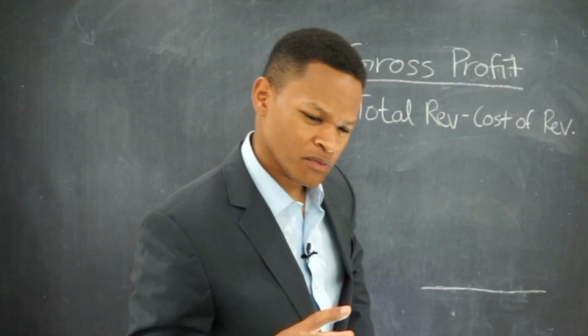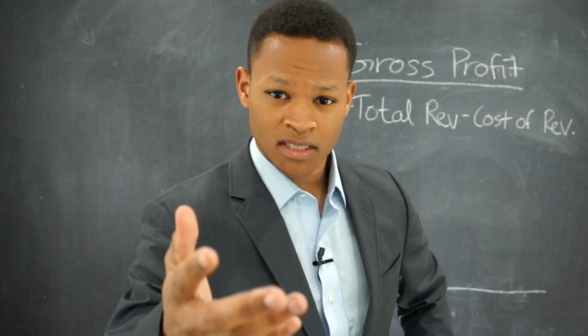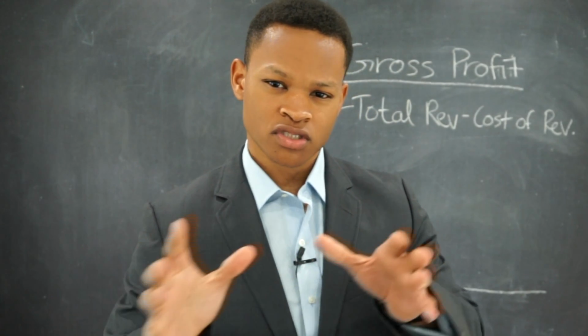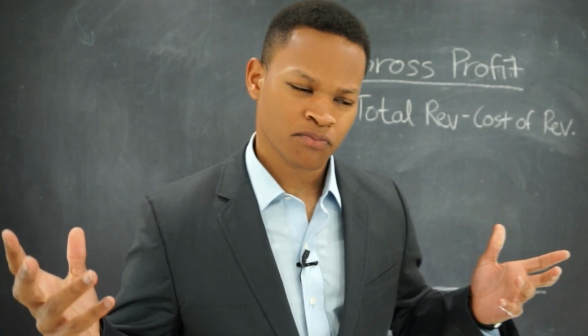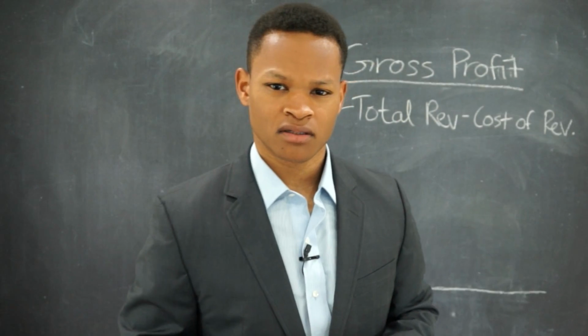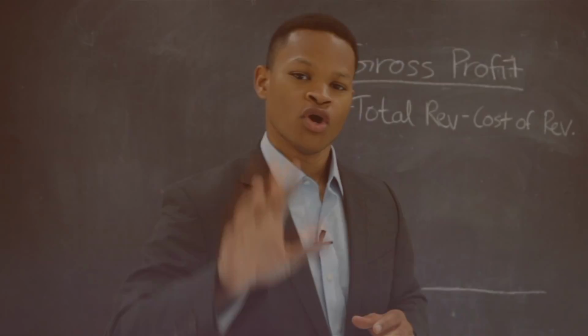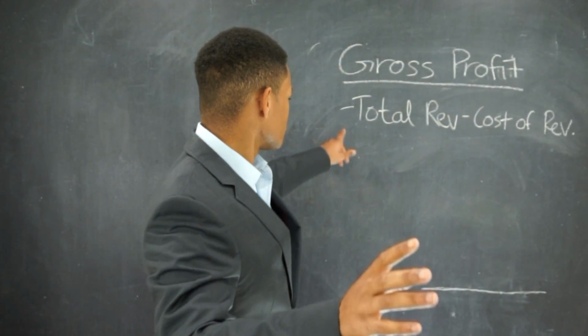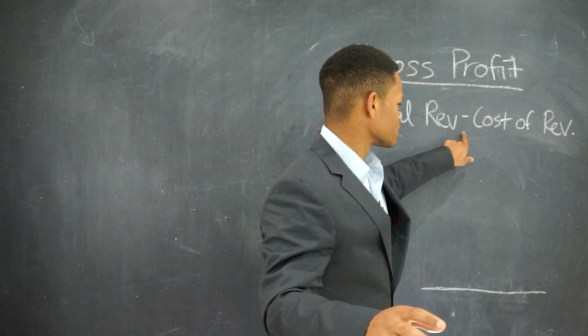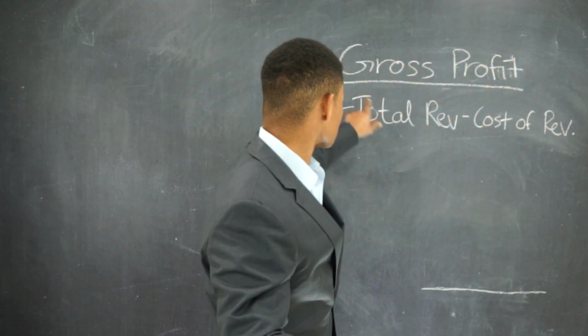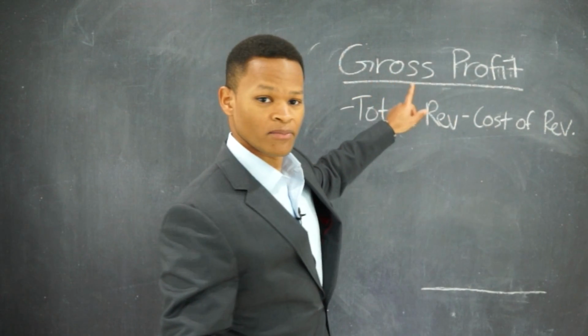You know, guys, when we look over a financial document such as an income statement, we see something called gross profit. What is gross profit, and what does it tell us about a company? Well, let's get into this. Gross profit is very simple. It's the total revenue minus the cost of revenue. That gives us gross profit. It's a number.